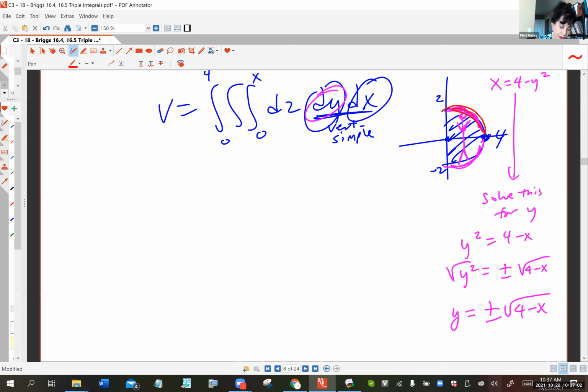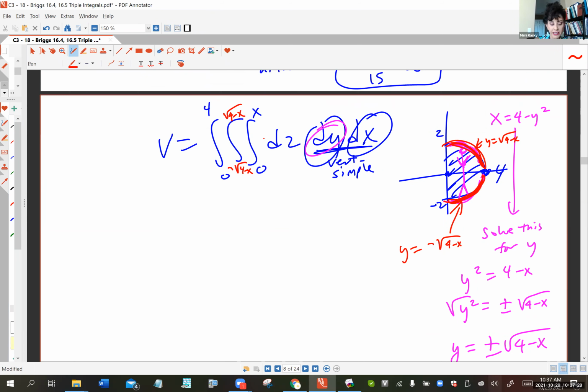The positive square root of 4 minus x is actually the graph of the upper part of that horizontal parabola. And so that is going to be the upper limit for the middle integral. And the underbelly of that horizontal parabola is the graph of y equals negative square root of 4 minus x. So that would be that. Now this doesn't look bad. It's like, isn't this just as good as the other way you set it up? Well, it should get you the same answer, 256/15, or at least it better.